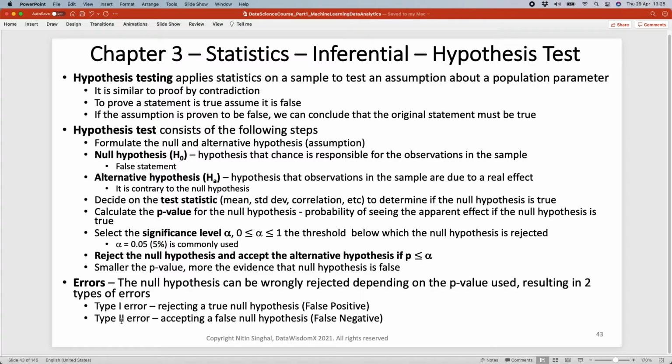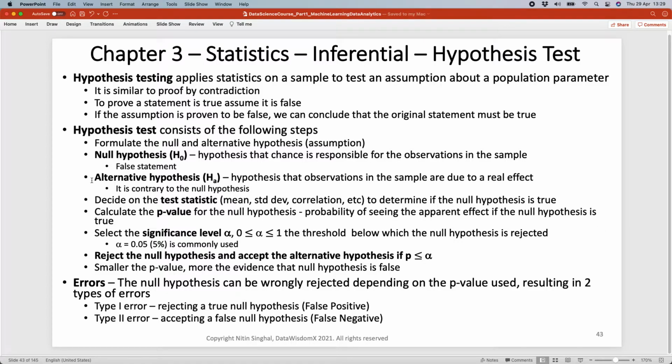Now, type 2 error is the opposite of type 1. So in this case, you're accepting a false null hypothesis. So it's a false negative. So basically, your null hypothesis is true. And so you accepted that, but in reality, it's false. So you should have rejected the null hypothesis, but instead you ended up accepting it. So that's why it's a false negative. So these are the two types of errors you should be aware of when you're performing your hypothesis testing.